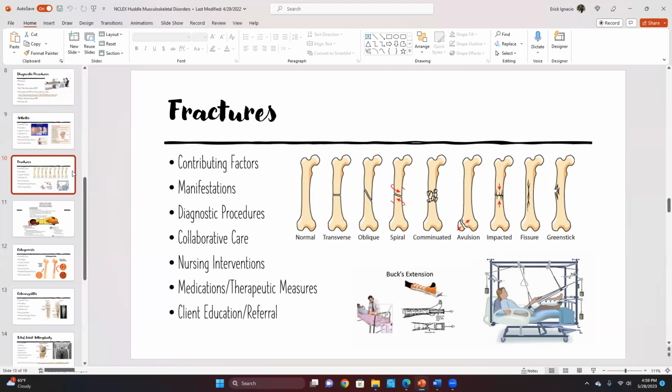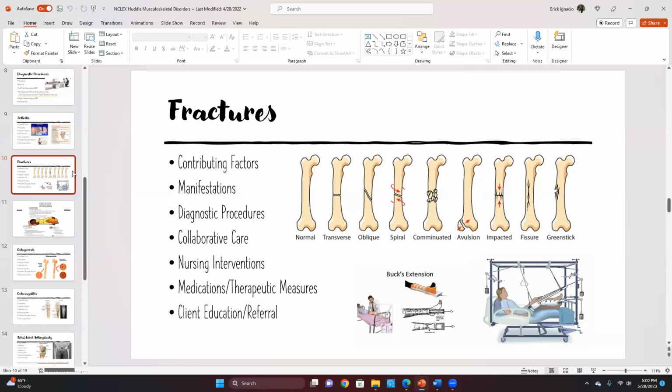Now, the big thing with fractures and bones and casts, we want to assess the neurovascular status. That is a huge thing when we talk about our skeletal system. So we have to assess the 6 Ps: pain, pressure, paralysis, pallor, pulselessness, paresthesia. I'll say it again: pain, pressure, paralysis, pallor, pulselessness, paresthesia. And actually, there's one more: poikilothermia, which means cool to touch.